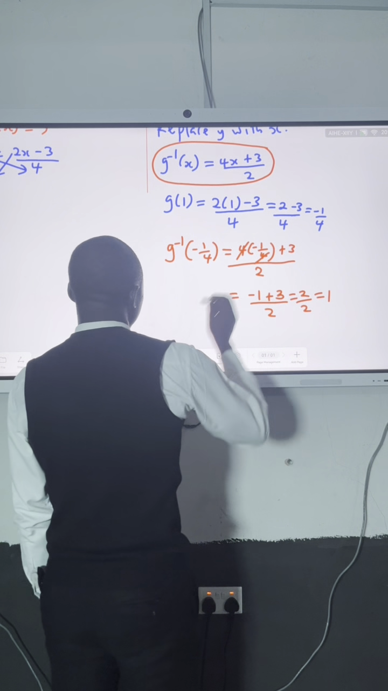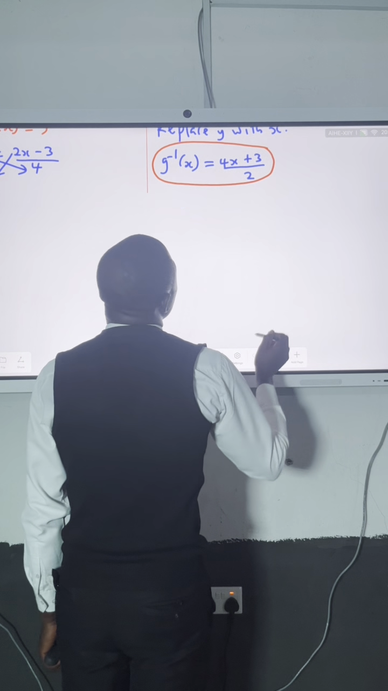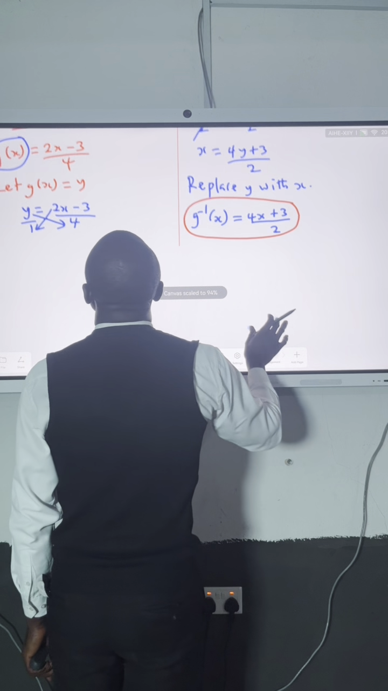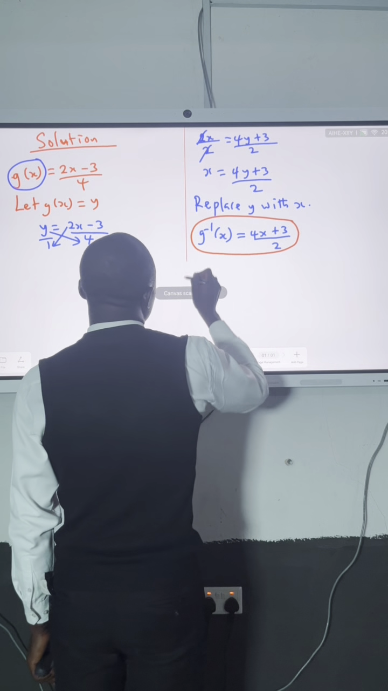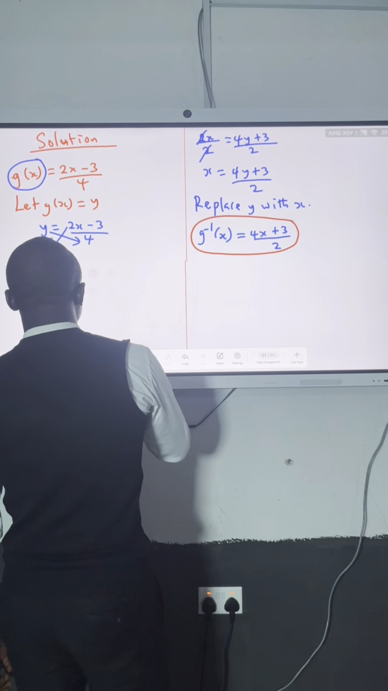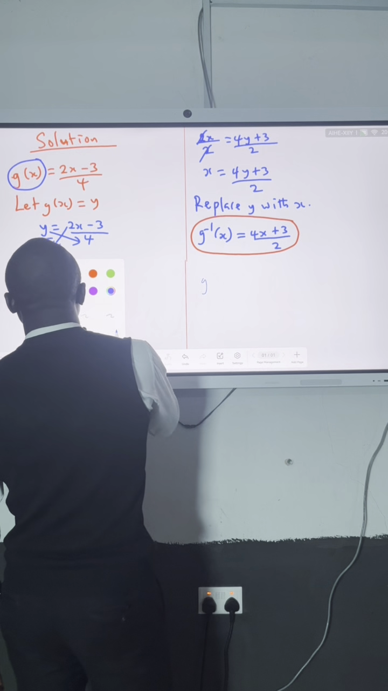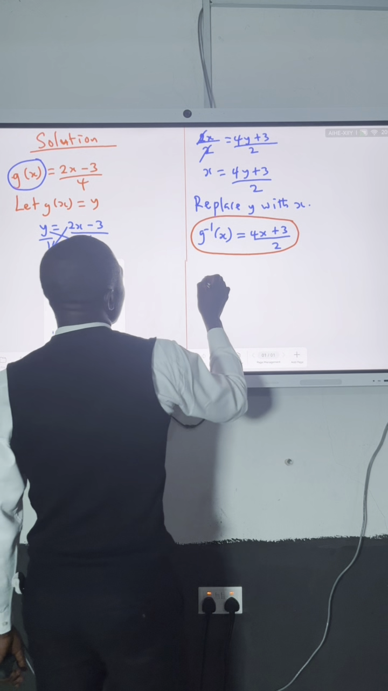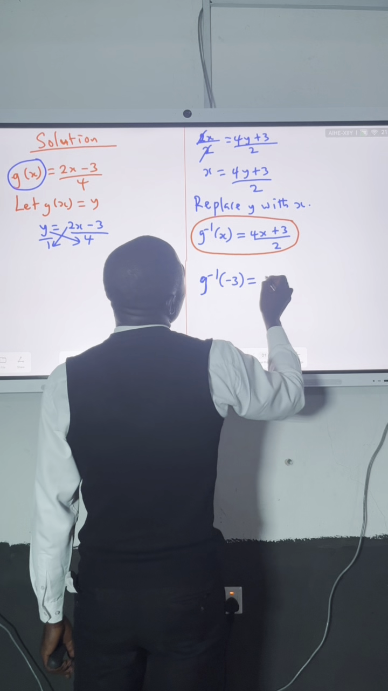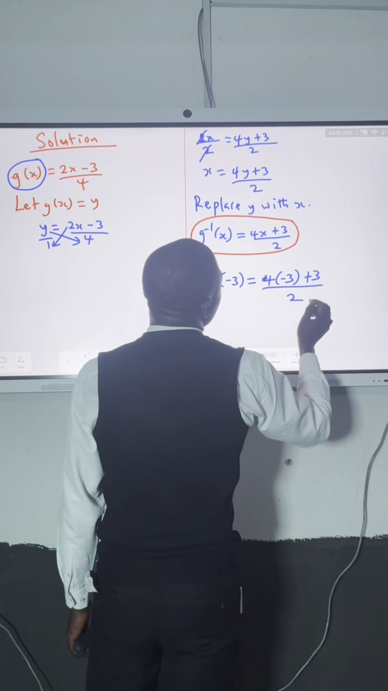Okay, so let's go ahead. This one is not part of what we're told to find. I just used this to check something. So let's go ahead and find G inverse of -3. So we are looking for the inverse of -3. Let's have that together. G inverse of -3 means put -3 here. We're going to have 4 into -3 plus 3, divide the answer by 2.